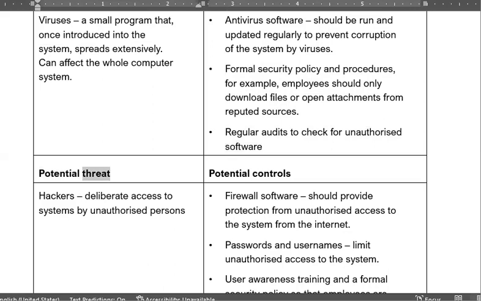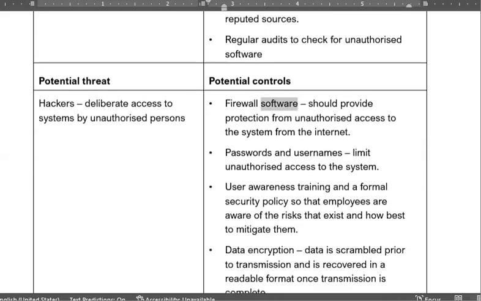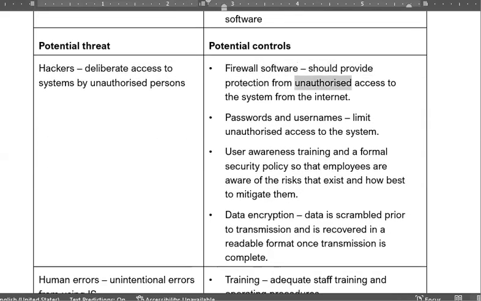Potential threat. Potential controls. Hackers: deliberate access to systems by unauthorized persons. Firewall software should provide protection from unauthorized access to the system from the internet. Passwords and usernames limit unauthorized access to the system.